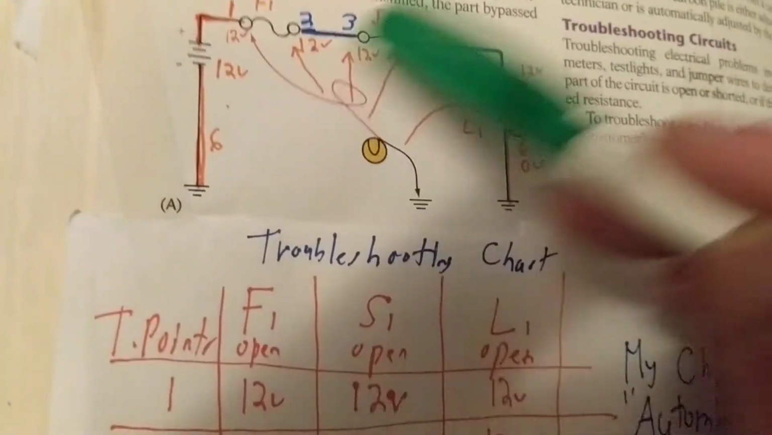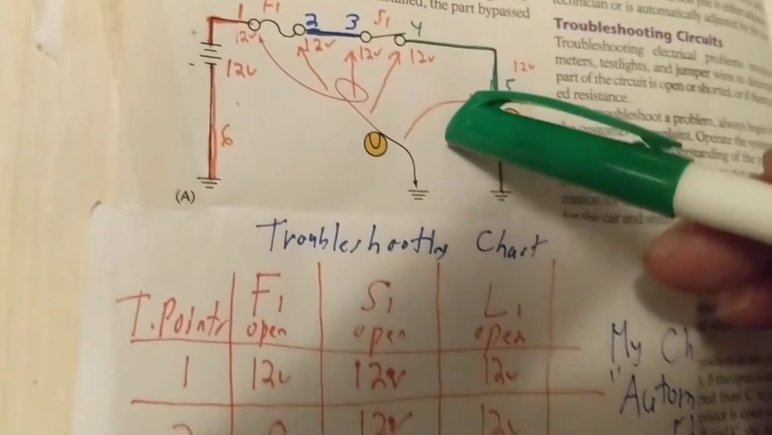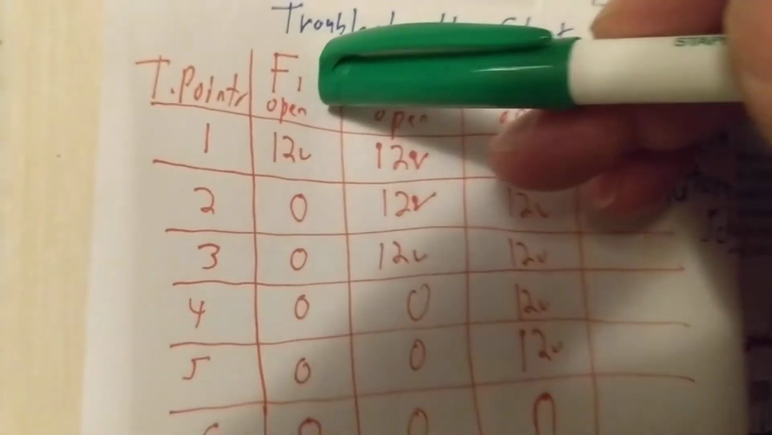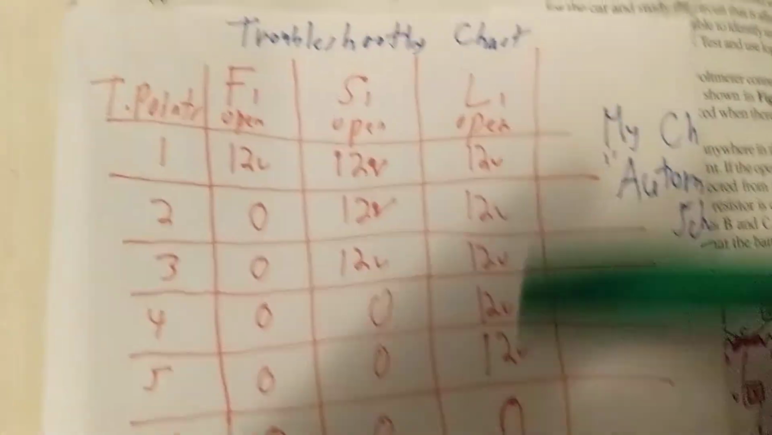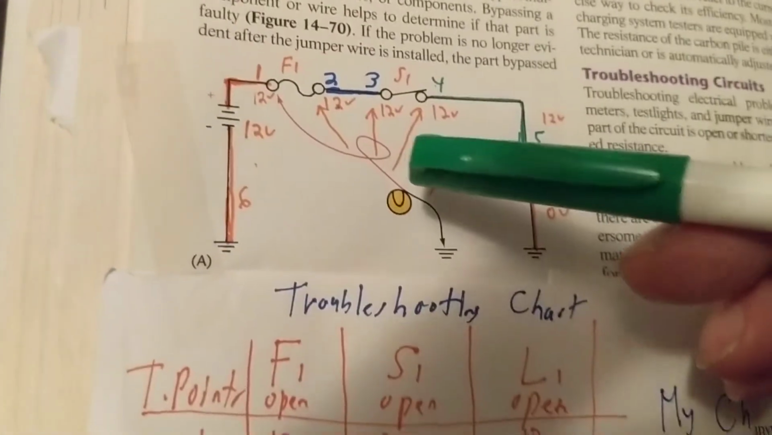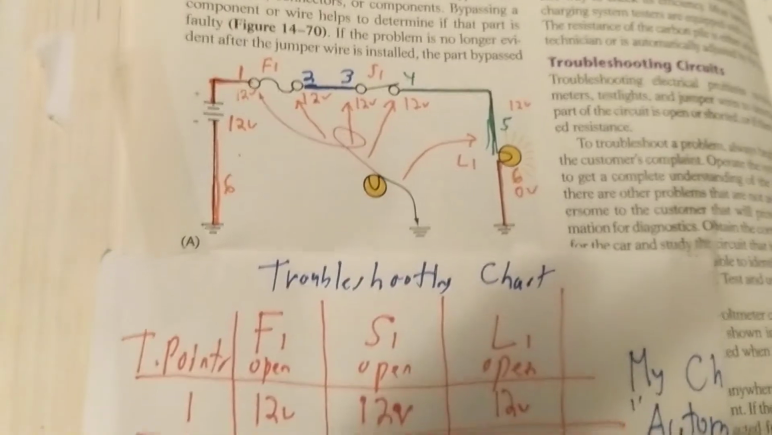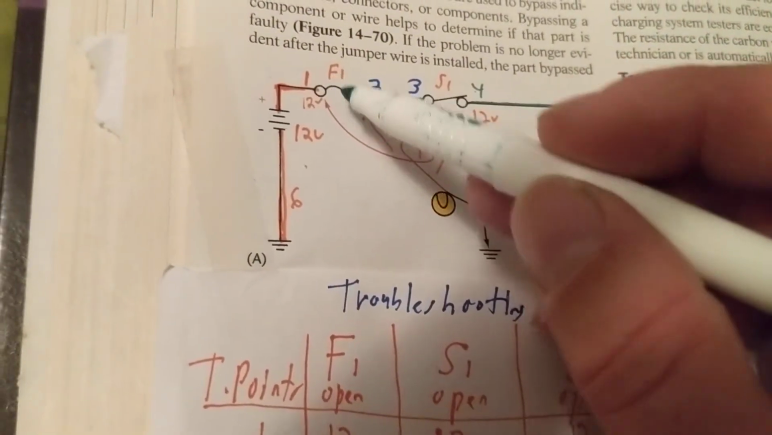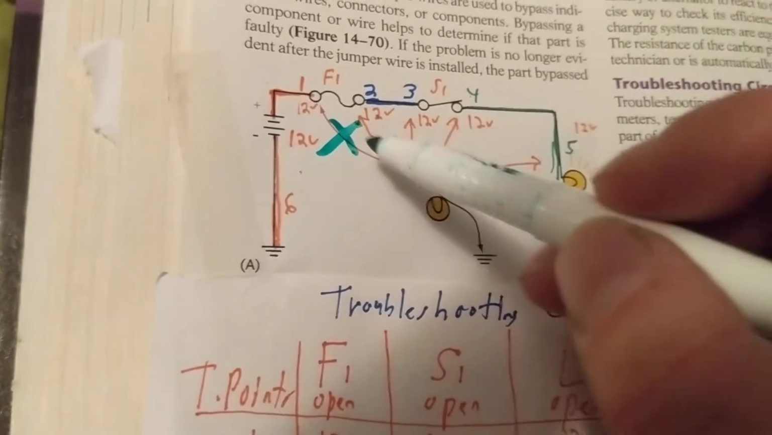And this is the simplest circuit that I could come up with from a book that I used to study. F1 open. I put in a fault. If F1 is open, this is out of the circuit. This one is out of the circuit.